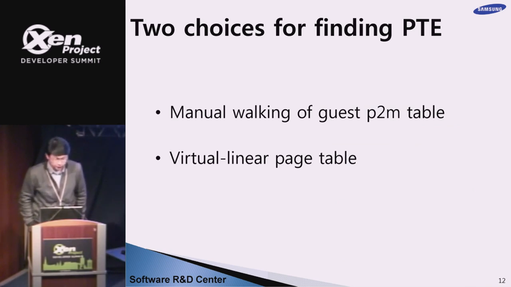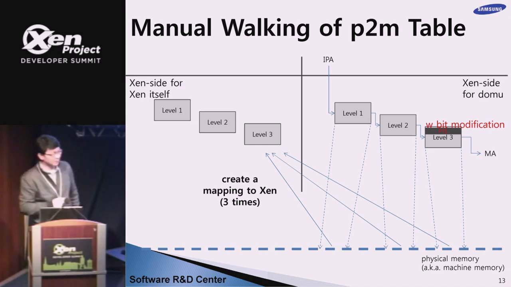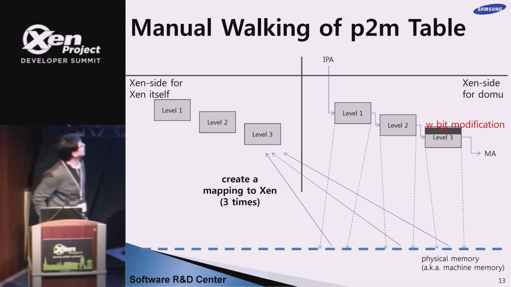And there are two choices. The first one is you can just manually walk the page table. It's very simple. And the second one is a virtual linear page table. Manual walking is just finding the proper index of the guest physical address. Oh, that IPA is actually the guest physical address. It is the term from the ARM manual, and I accidentally misused it. And find the index, and these P2M tables are not mapped to the Xen page table all the time, so we have to map it and read it again, and map it, and read it again.